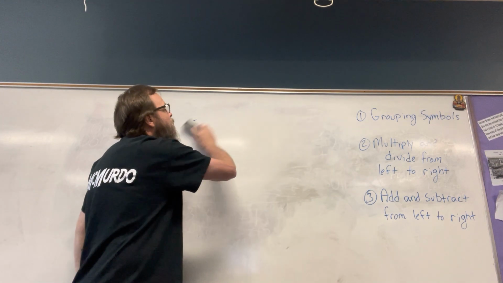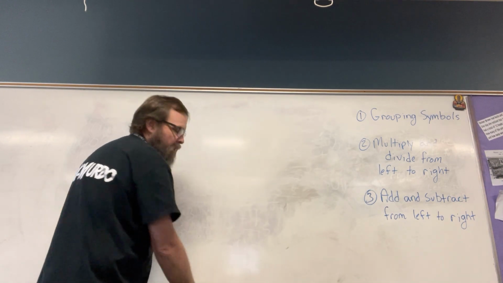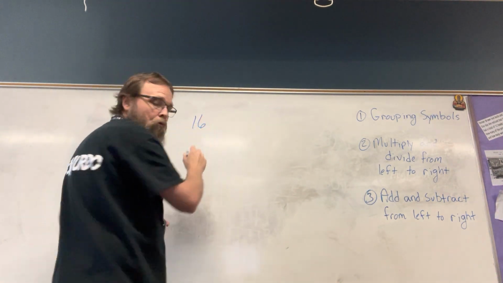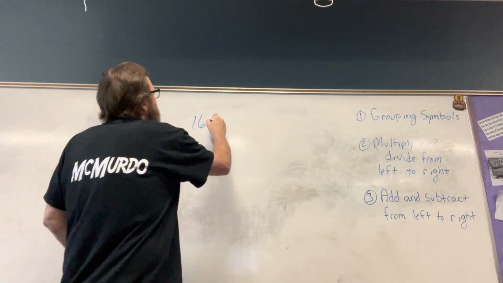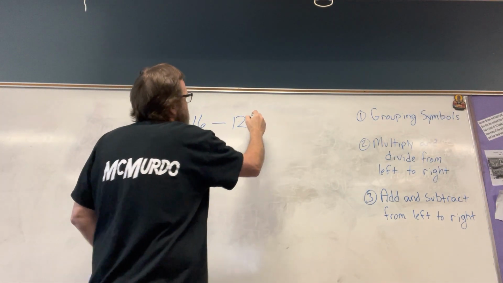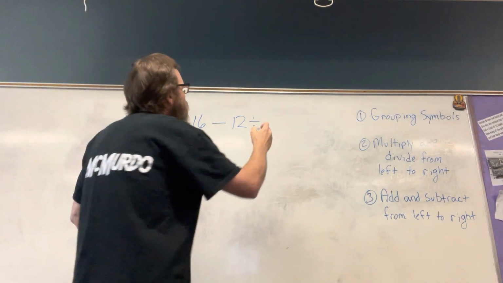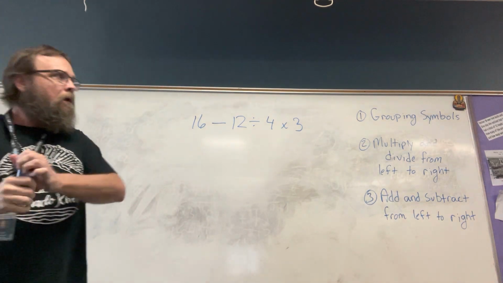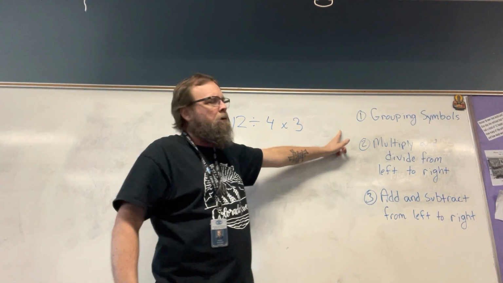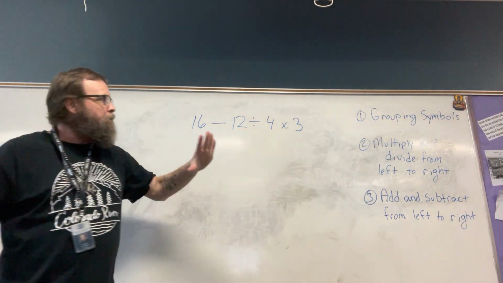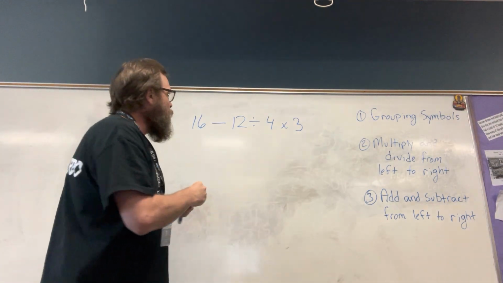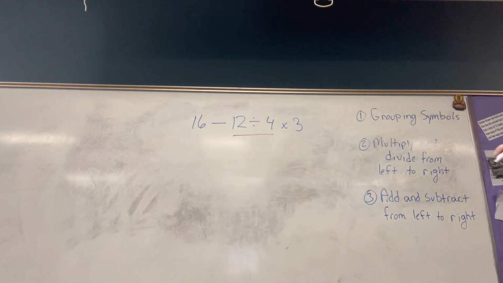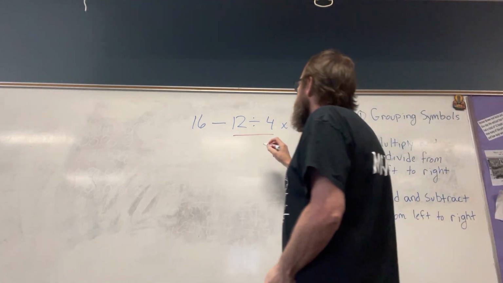And let's do one last one. When I post it, it'll be on today's post, just like the others that I did this morning. 16 minus 12 divided by 4 times 3. Are there any grouping symbols? Any multiplication or division? Yes. Same step, left to right. So I start with the division first. 12 divided by 4 is 3.